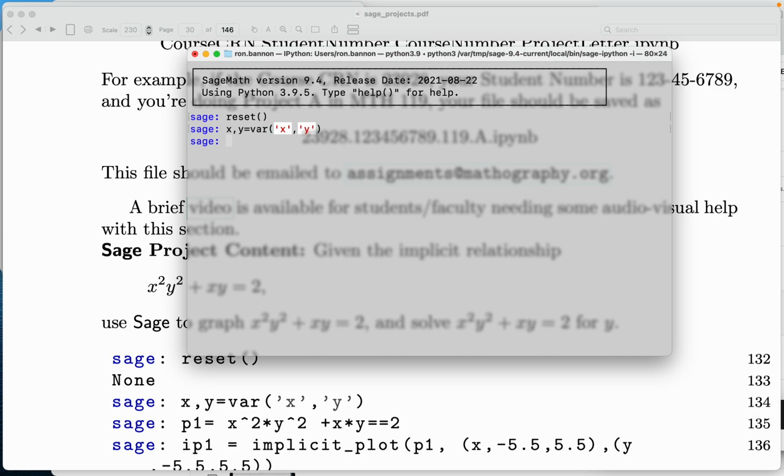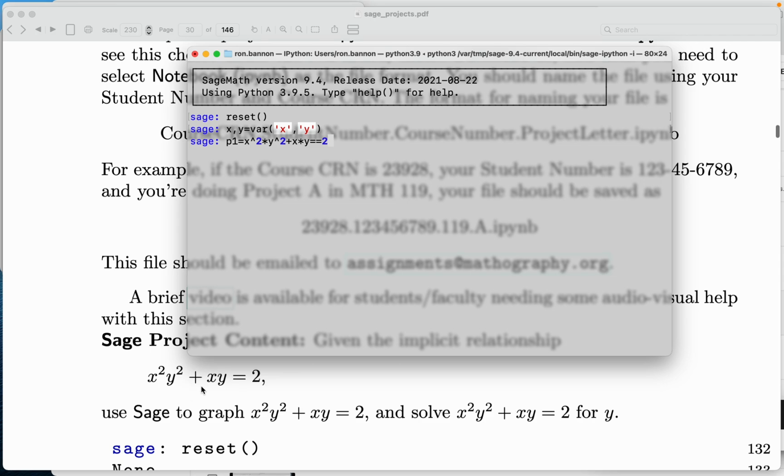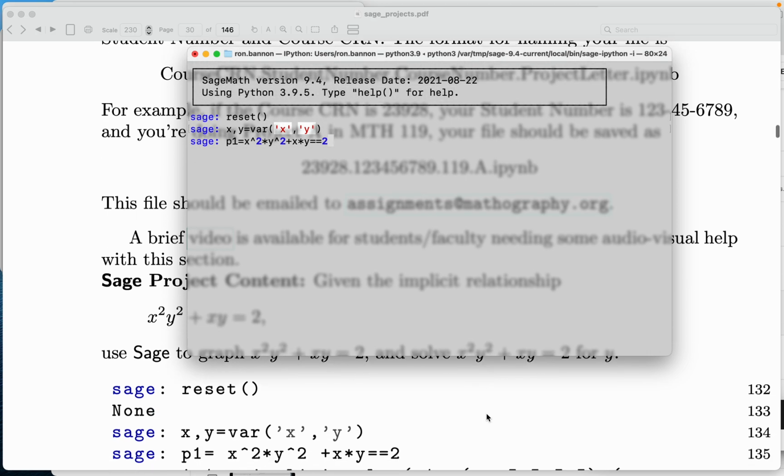And I got that done. And then I'm going to say P1, and P1 is going to be assigned something. And what is being assigned? It's actually being assigned an equation. And the equation that's being assigned is x squared times y squared plus x star y, and a double equal sign means an equation is equal to 2. Now, what equation are we talking about? We're talking about this equation over here. It's x squared y squared plus xy equals 2. This is implicit, all right? So let's keep going. Let's hit return.